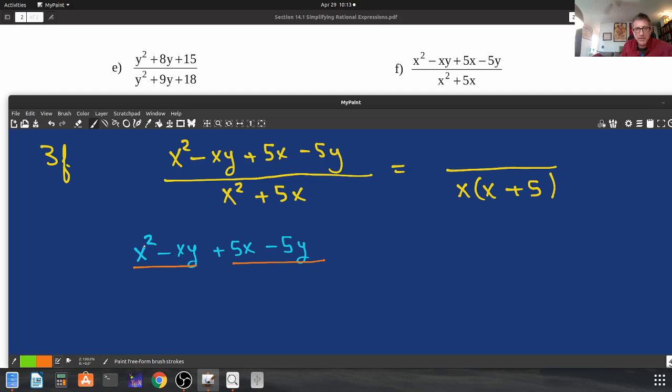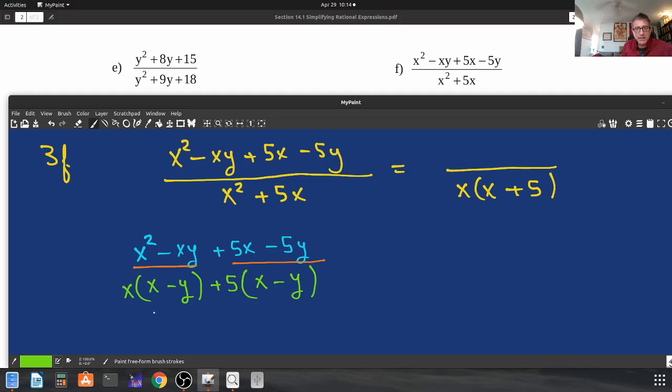The greatest common factor of x squared and minus xy is x. So x squared divided by x is x, minus xy divided by x is minus y. The greatest common factor of the next group is 5. 5 is the only factor shared in those two terms. So 5x divided by 5 is x. Minus 5y divided by 5 is minus y.